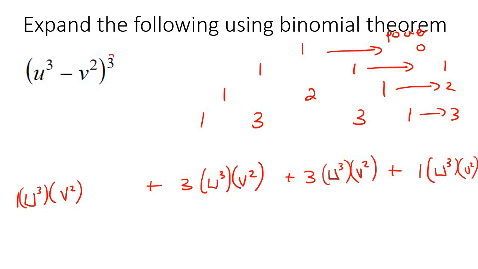Okay, and then you take this number and you go to the first one, so that's the U3, so you go 3, then you just count down to 0, and then for the other one, you start at 0 and you count up to 3.